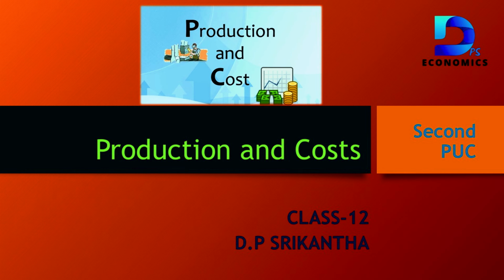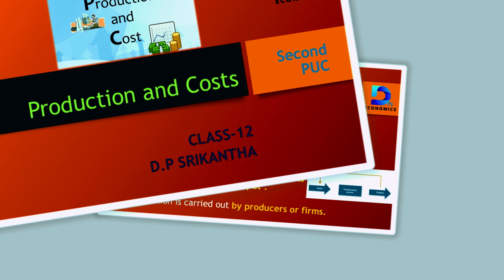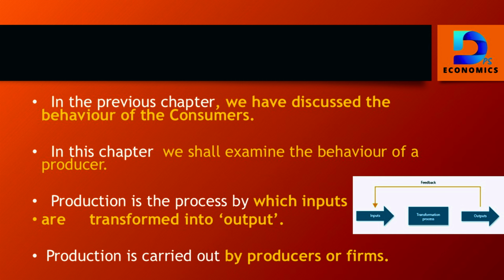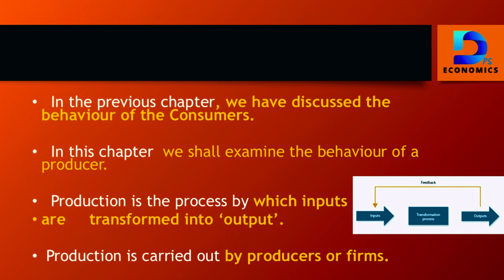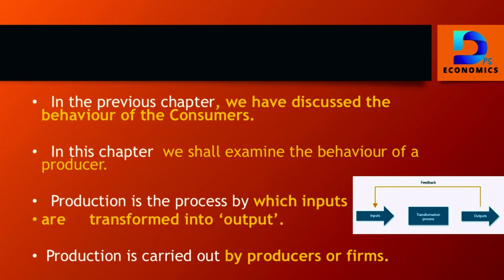Today's topic is production and cost, class 12. In the previous chapter, we have discussed the behavior of the consumer. In this chapter, we shall examine the behavior of a producer. Now we can understand what is production. Production is a process by which inputs are transformed into output.